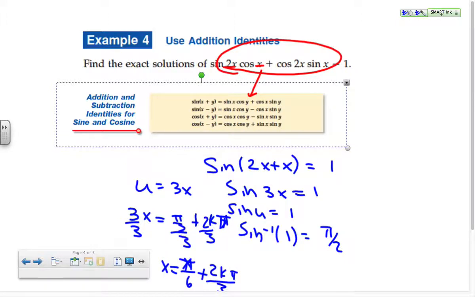And that's my answer for that one. Again, fairly simple problem. Okay, last one. Last one, this one's a hard one.